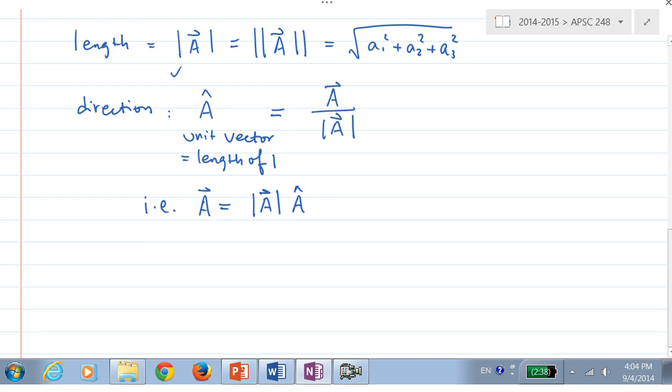So let's look at some of the operations of vector. Two very commonly seen ones, which we use quite a lot. One is the vector dot product, and the other one will be the cross product.